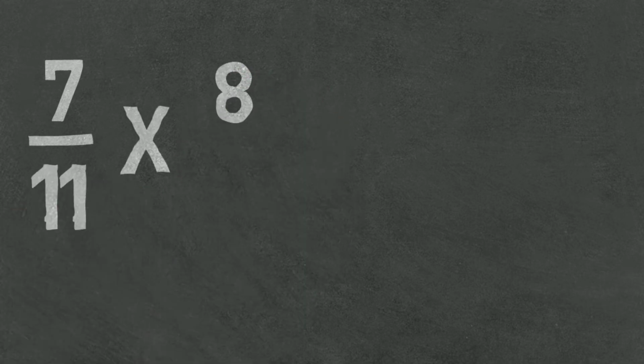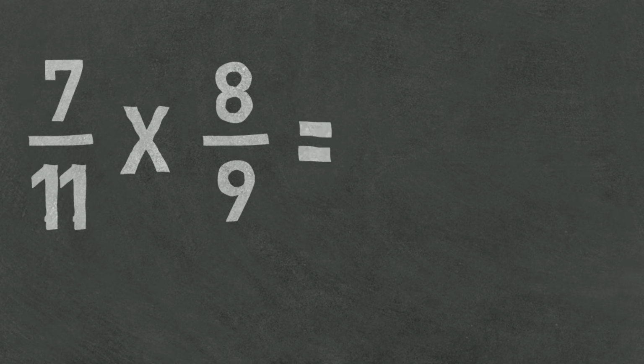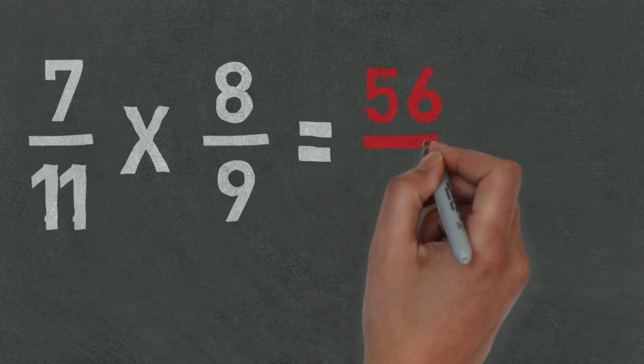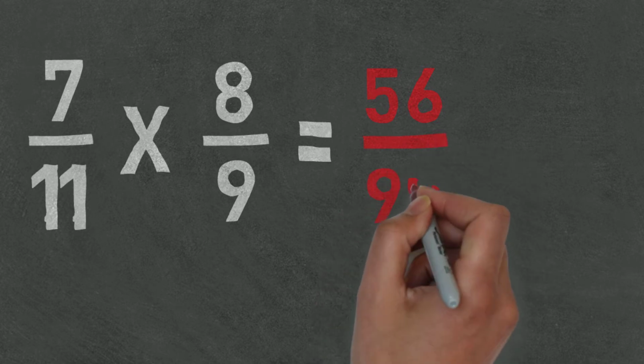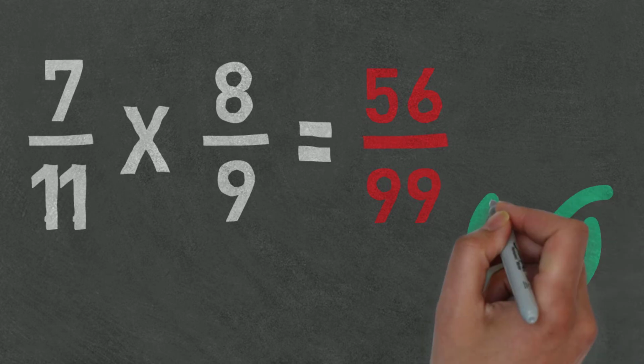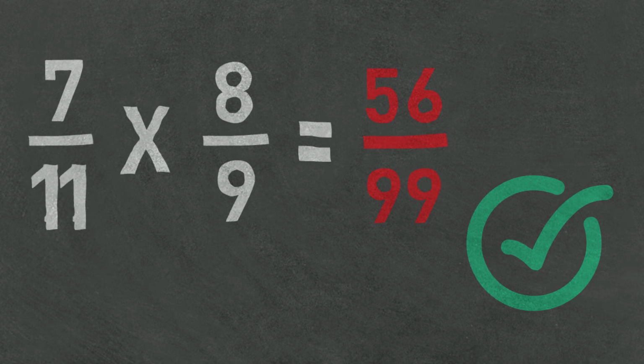Okay, time to level up. Here's a trickier one for you to try. Again, pause the video and have a go. What is 7/11 times 8/9? Great, so this one just requires knowing your 8 and 9 times tables well. Other than that, it's the same as before. On top of our new fraction, we have 7 times 8, which equals 56. And underneath, we put 99, which is the answer to 9 times 11. So the answer we get is 56/99. So there you go.